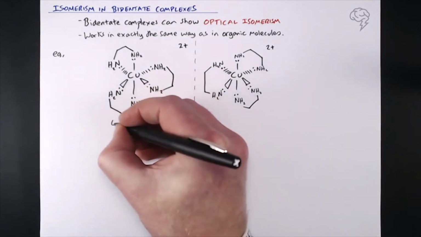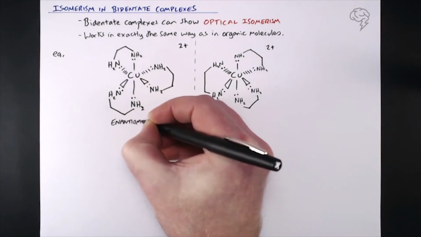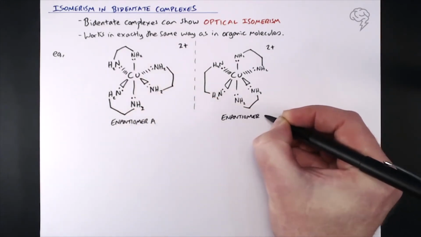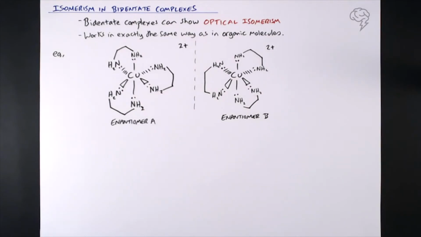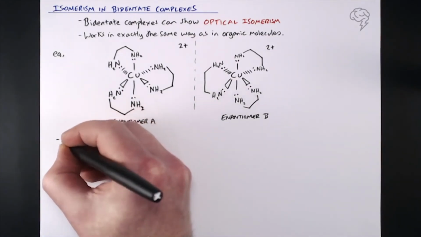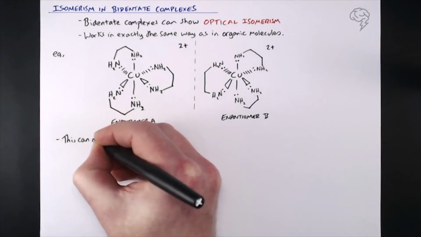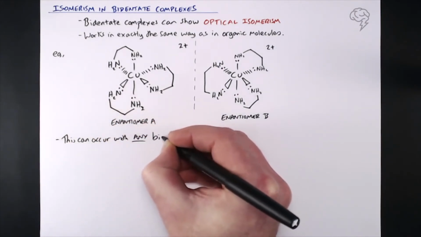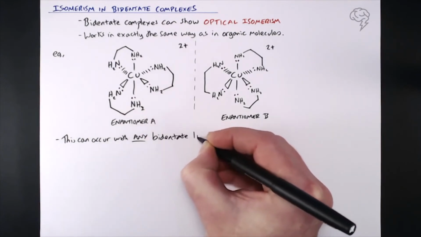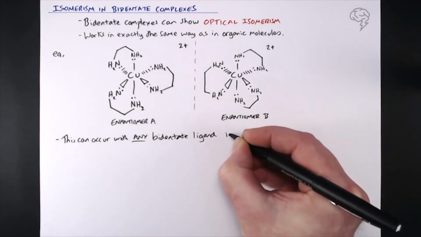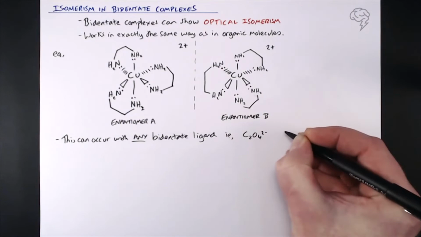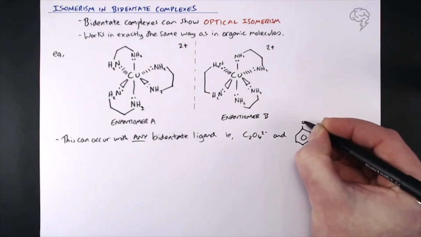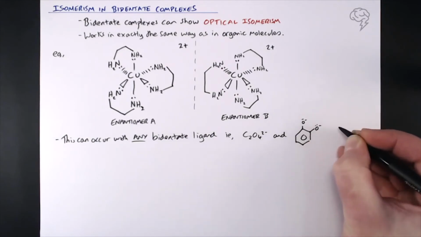Now, another thing that's similar to organic is that we can call these enantiomers. So this could be enantiomer A and this could be enantiomer B. I've shown you an example using that 1,2-diaminoethane, but this can also occur with any bidentate ligand, even ones you've never seen before. But the two other examples that we have talked about already are the oxalate ion, the C2O4 2-, and of course that 1,2-diol benzene molecule, so benzene-1,2-diol. So it can happen with those two.